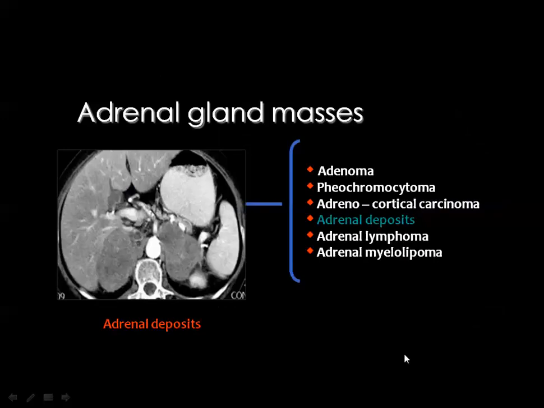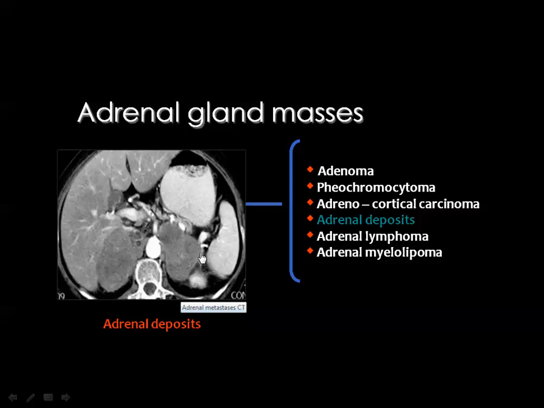Then adrenal deposits are diagnosed by two main criteria. Number one, the lesion in the suprarenal gland does not fit the diagnosis of lipid-rich adenoma. Number two, the patient is known to have a primary malignancy. If the two issues are available, then you can easily diagnose adrenal metastasis.